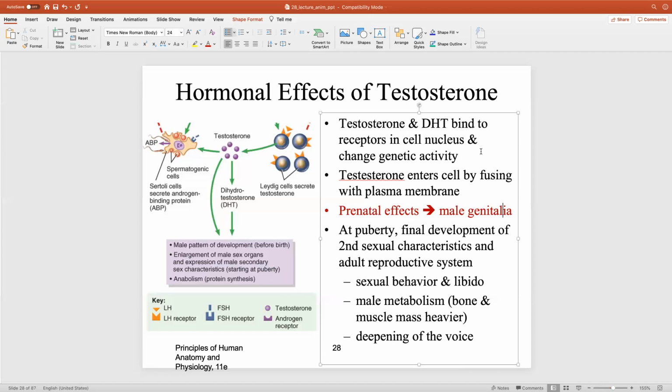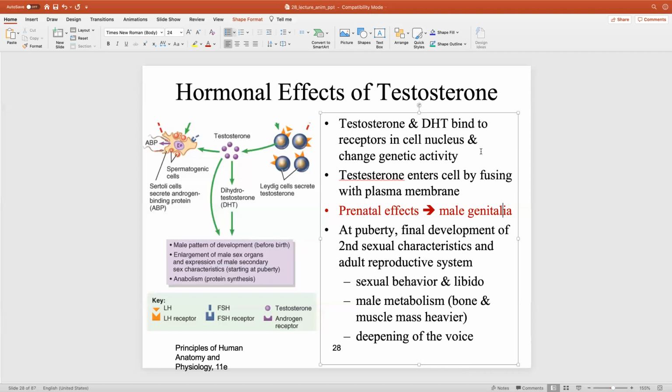One set of ducts called the Wolffian duct is going to turn into the male reproductive tract. The Wolffian ducts will turn into the vas deferens. It'll turn into the seminal vesicles. It'll turn into the prostate gland. So it becomes the male reproductive ductal system. The other set of ducts is called the Müllerian duct. And that is going to turn into the female reproductive tract, right?